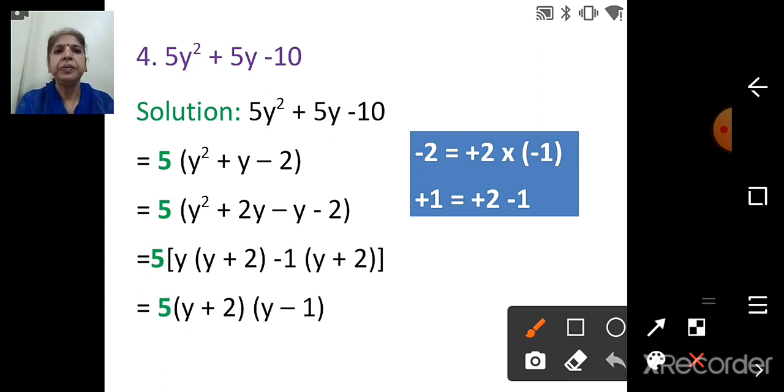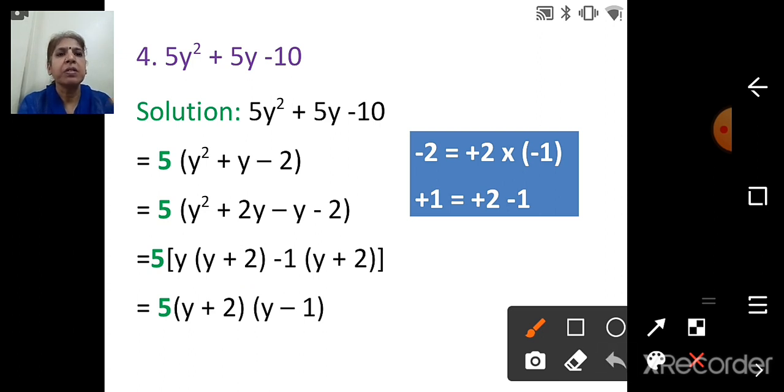Now what you will do is 5 common, we are going to split this plus y into plus 2y minus y. Now the 4 terms are there, so make a pair of 2 terms. Now 5 is common and now we are putting the square bracket because 2 brackets will be required. So 5 is common factor, again put the square bracket, and between these 2 terms what is common? Y is common. Uncommon in the bracket is y plus 2.